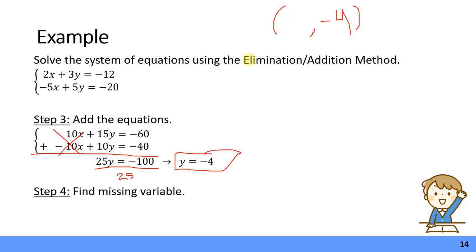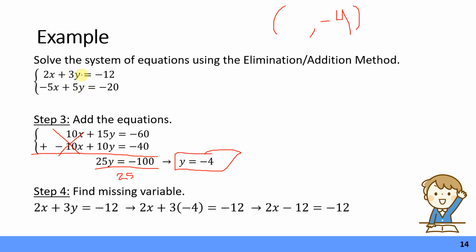So step 4 is finding the missing variable. I know this is going to sound weird, but we are going to substitute back. This is not the substitution method, but if you already have one answer, you just plug it back in to find the other one. So since I know y is -4, I could substitute it into either one of these equations. You could choose whichever one you want. For this one, I just chose the top one. So 2x plus 3y equals -12. I already know that y is -4, so I'm going to replace this y with a -4. And then I just solve.